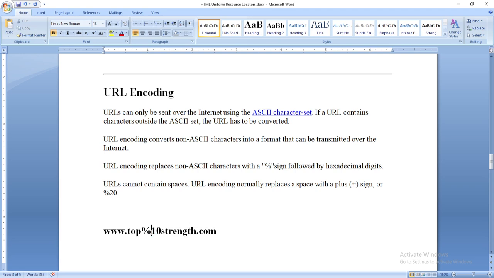In the future, I'm still going to explain this, because if I start explaining this here, you are going to get confused. But just have this in your mind. Let's say for instance we have a space in our URL right here. The URL is going to replace the space with %20. That's what we are talking about. So it's going to be top%20strength.com.